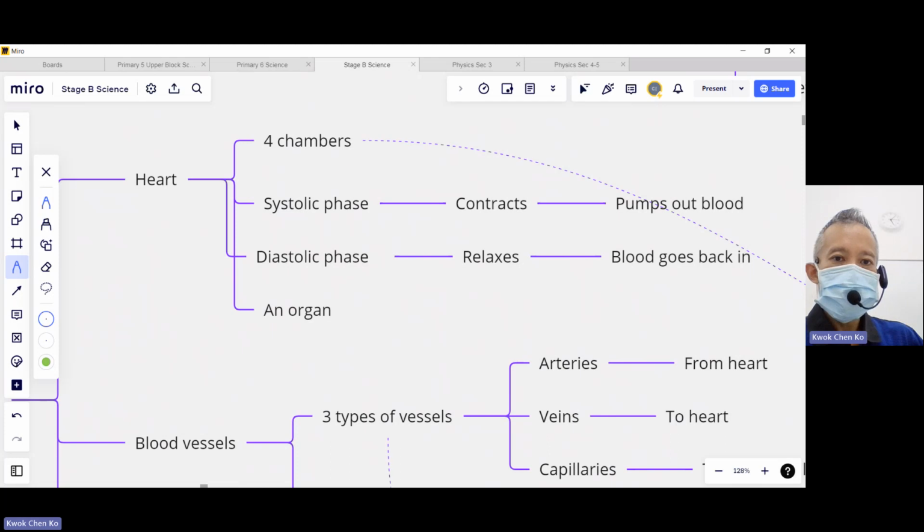And if you have done your blood pressure measurement, remember there are two values for blood pressure. The systolic is the higher value. If you go and test your blood pressure, there are two values all the time. And the diastolic will be the lower blood pressure value.